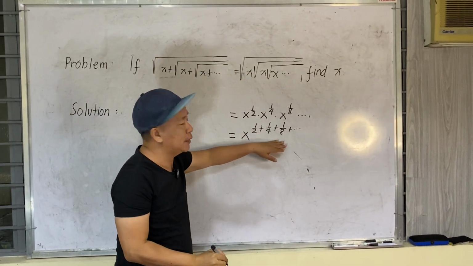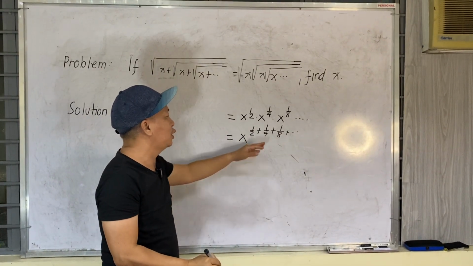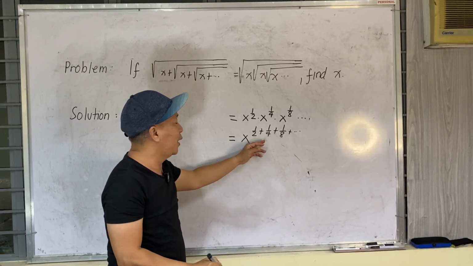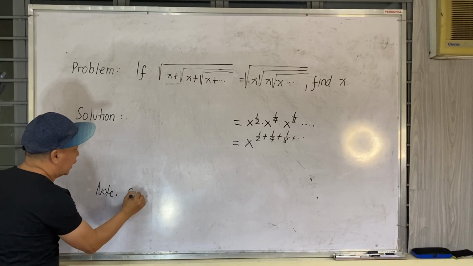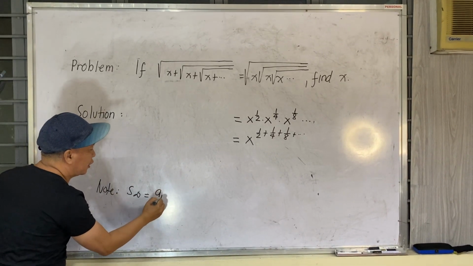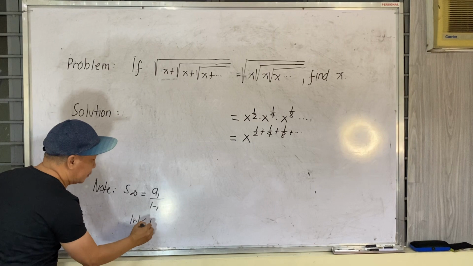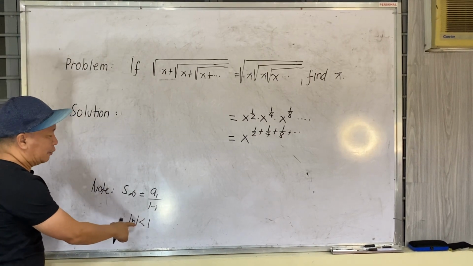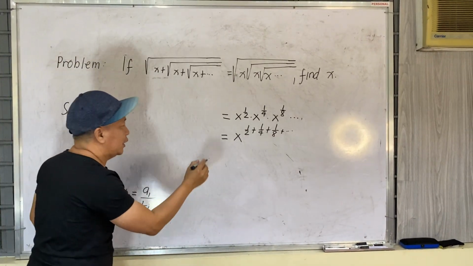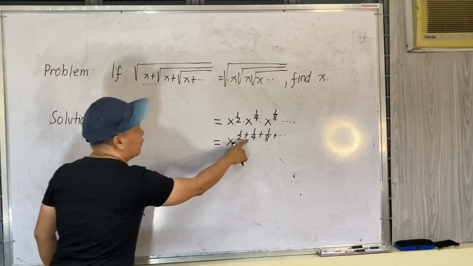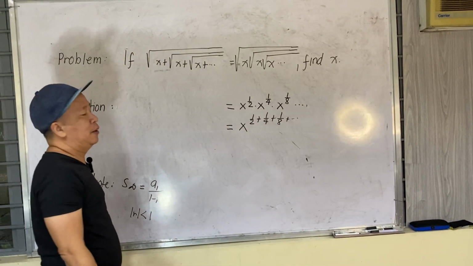Note that this sum can be considered as an infinite geometric progression with a common ratio of 1/2. Note that our formula for finding the sum of an infinite geometric progression is the first term divided by 1 minus r, where r is between, that is, the absolute value of r is less than 1. And in this case, our common ratio is 1/2, by dividing 1/4 by 1/2 and 1/8 divided by 1/4.